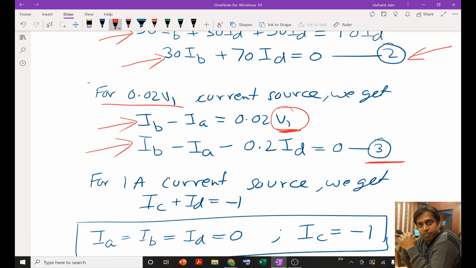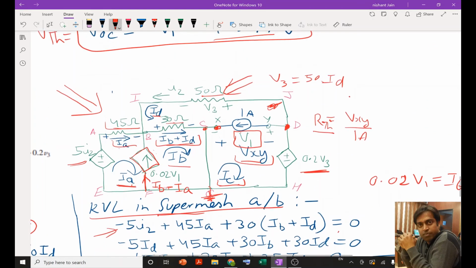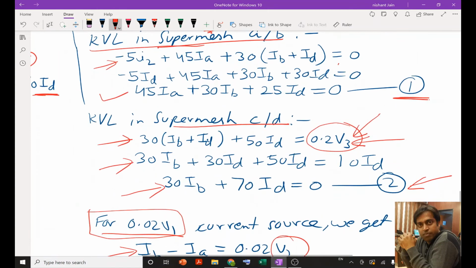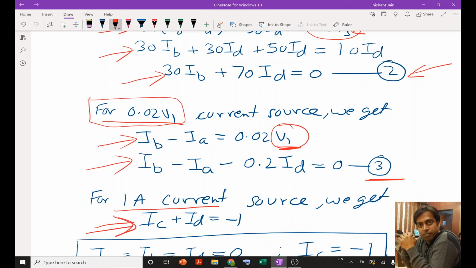Now similar to this 0.2 V1 current source, we have this 1 ampere current source, and for this also we can write an equation like this: IC plus ID equals 1. Because if we see this particular 1 ampere, you can see that in this branch there are two effective currents, IC and ID, and the direction of both IC and ID is opposite to the 1 ampere, and since both are opposite, IC plus ID will be equal to 1. So we write it like this.